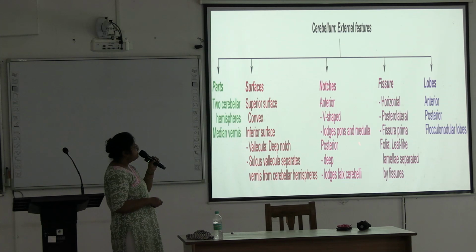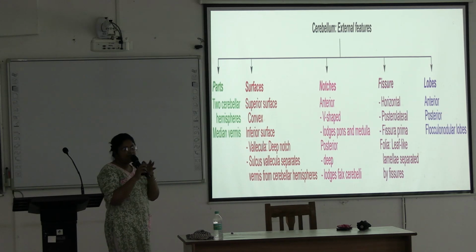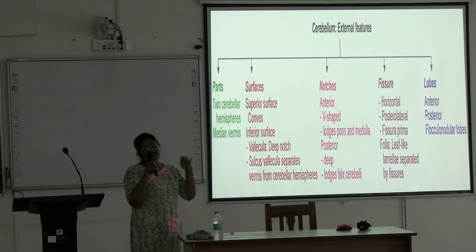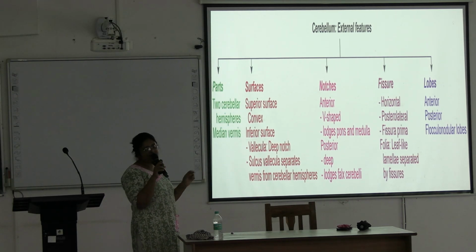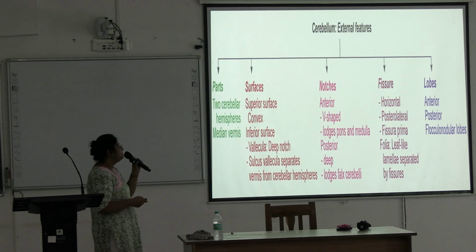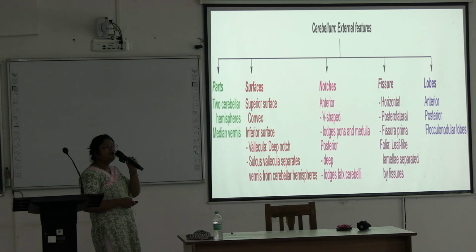And folia. What is folia? Folia is asked in your viva. Folia is leaf-like lamella separated by the fissures. Okay. You have seen the surface of the cerebellum. Multiple fissures are there. In between the fissures, the portion of the cerebellum is known as the folia. Okay. Next is lobes. Three lobes are there: anterior lobe, posterior lobe and flocculonodular lobe.